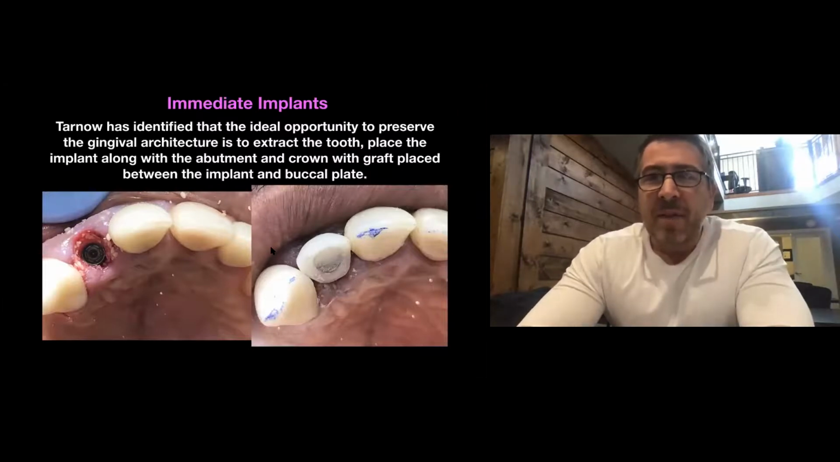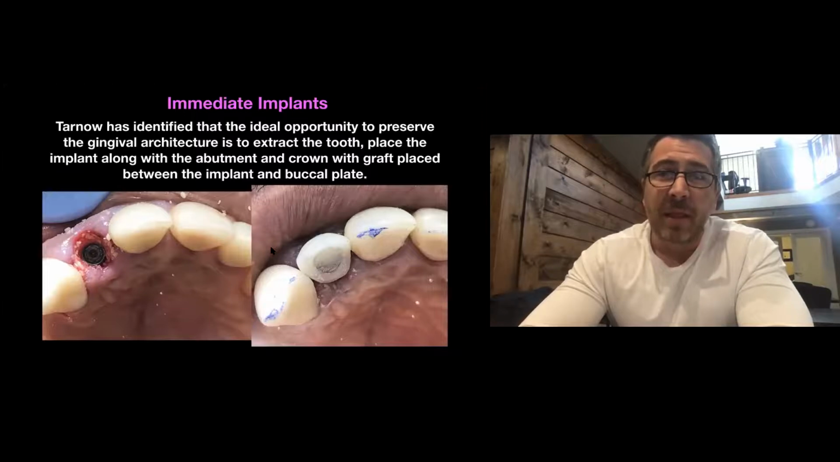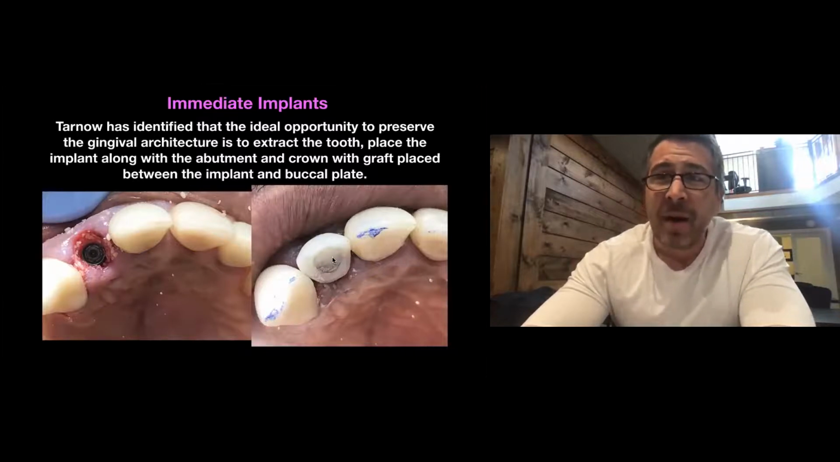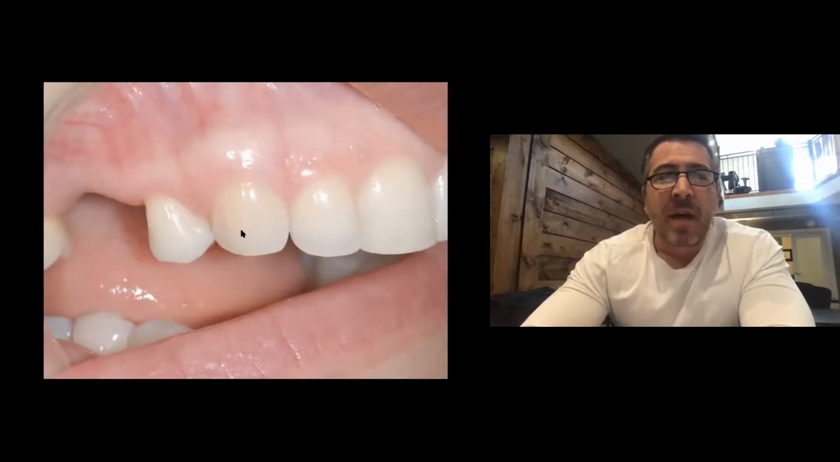So if we understand the fact that we're going to lose papillas and we're going to lose our symmetry of zeniths by losing tissue, really what's the best opportunity to preserve all that and maximize our final aesthetic result? It really has been shown that if we do immediate extraction and implant placement and immediate crown, that's our best opportunity to preserve our tissues, if appropriate, to get the nicest aesthetic result. So that becomes my go-to.